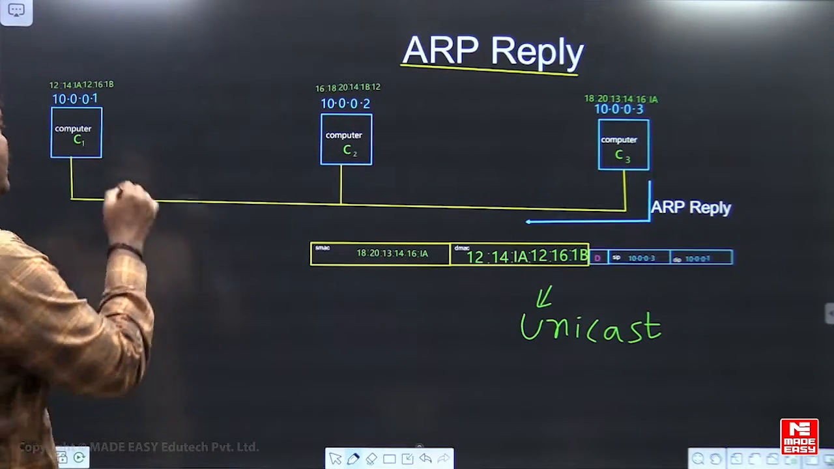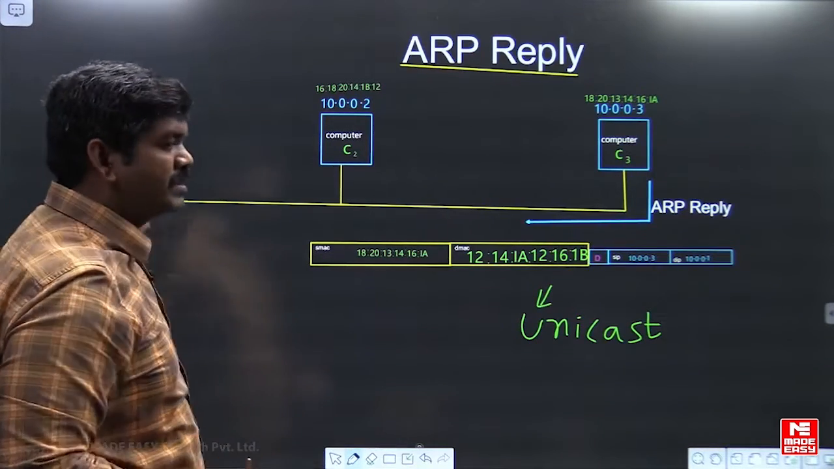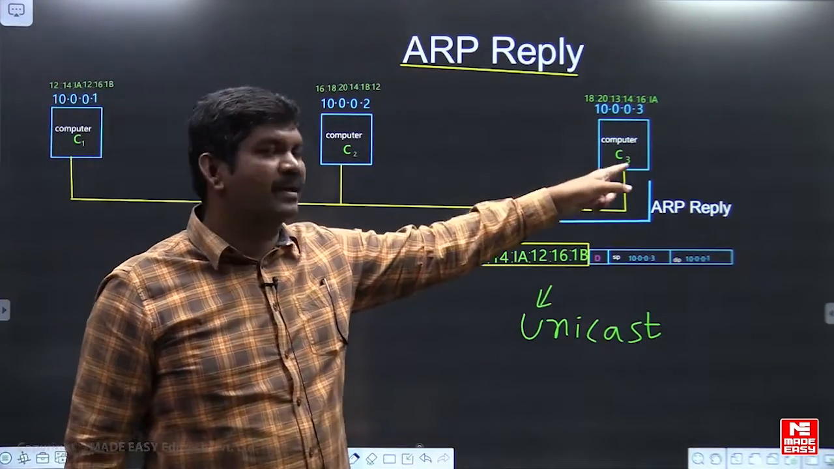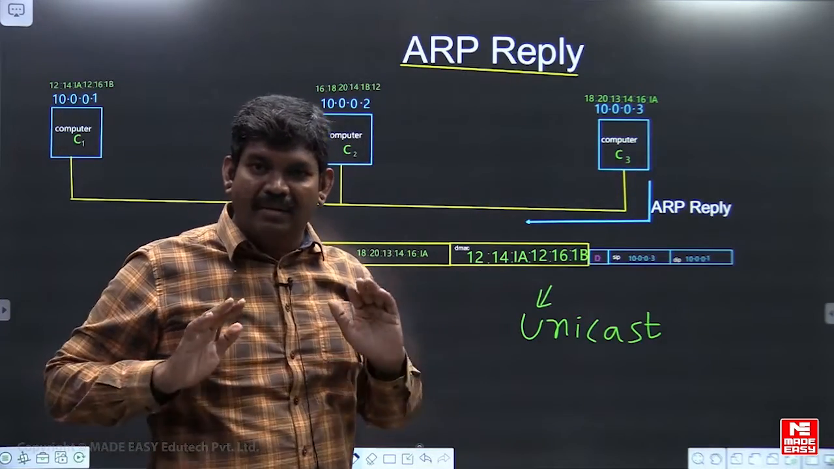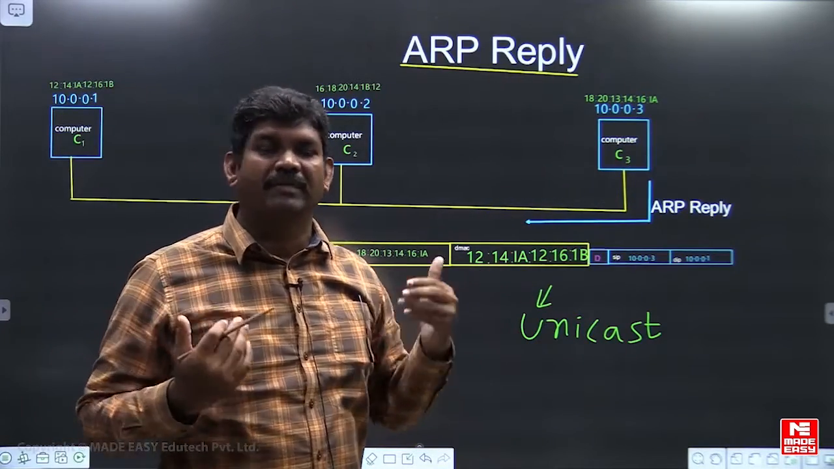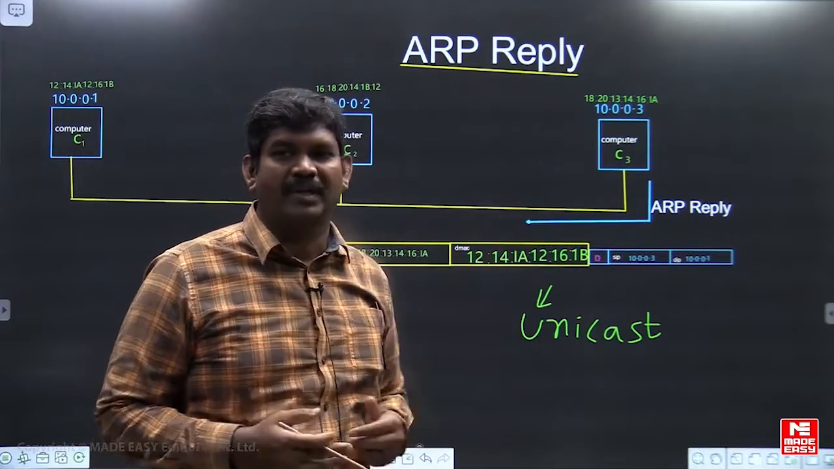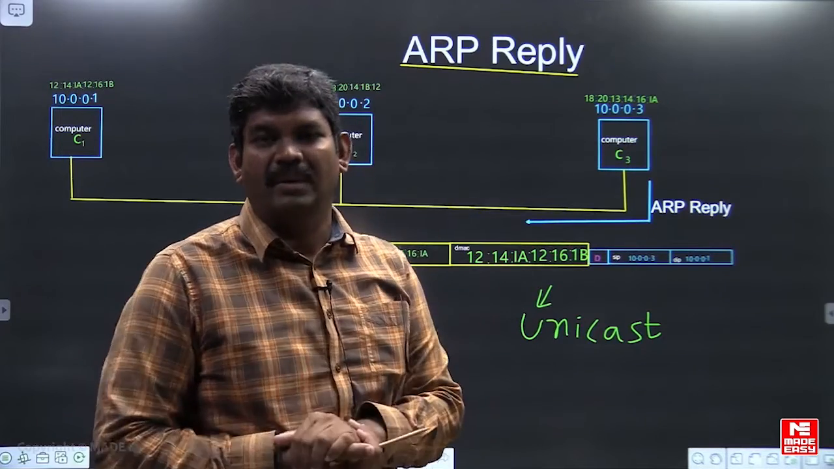Now we can say that this computer C1 knows the MAC address of this particular destination. Now the actual data transmission will be forwarded to that computer. So this is practically what is going to happen.